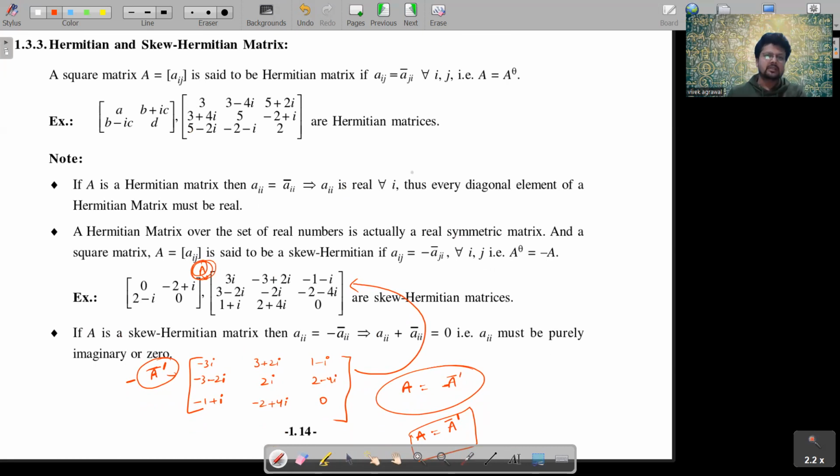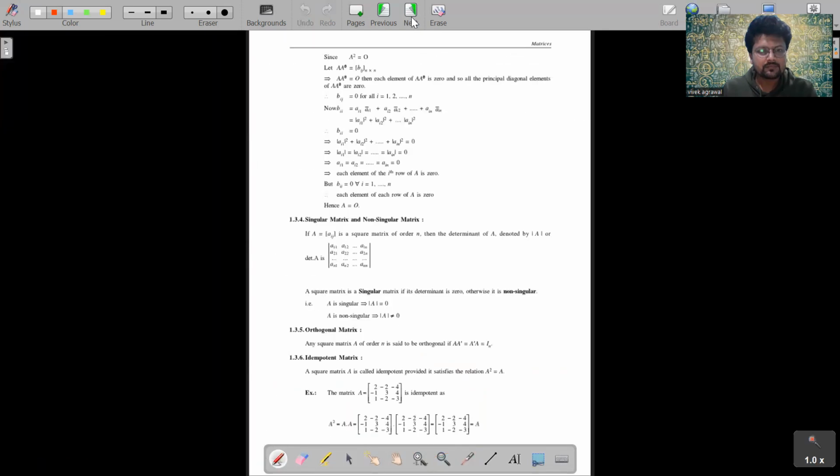A bar dash. Okay, so how much time is left? 1 minute. Okay. Let's have the next thing.